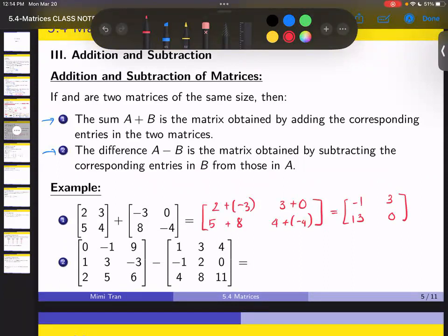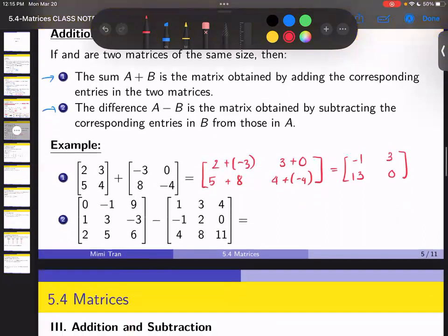You can use your calculator to do this. All you have to do is compute matrix A, compute matrix B, and add them together. I don't know why you don't use the calculator. It's not too bad. Doing it by hand is faster. You guys try number 2. I'll give you a minute to try number 2.